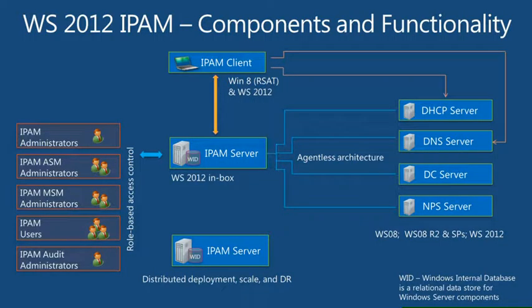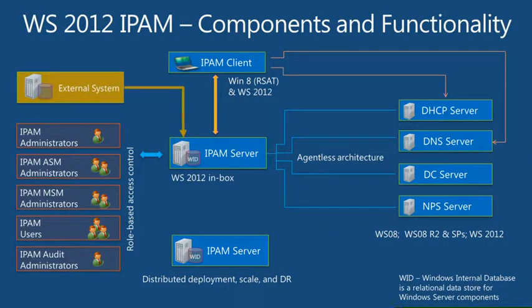IPAM also supports failover. So you can have multiple IPAM servers across different geographic locations. They could either be active-active or active-passive. And finally, it integrates well with external systems. So any operation that you perform in IPAM, address blocks, address spaces, address ranges, you could use your existing tool or Excel to export it out into a CSV file and then load that CSV file using IPAM.